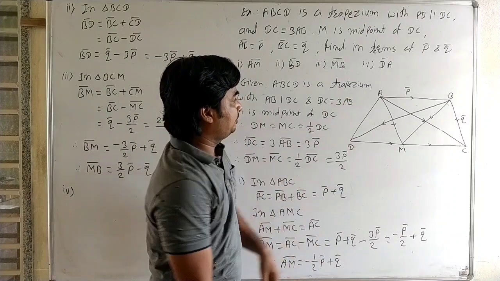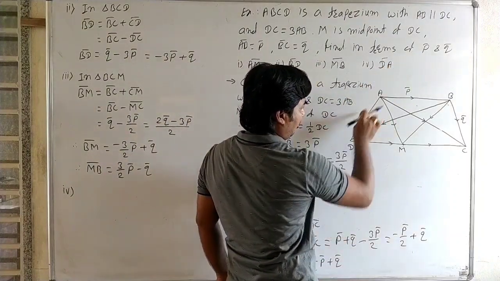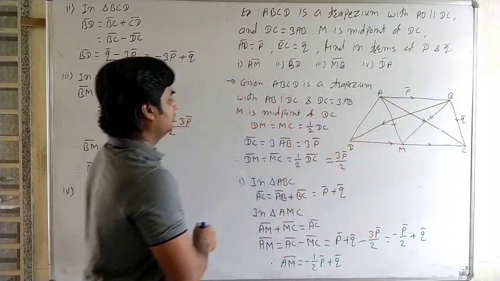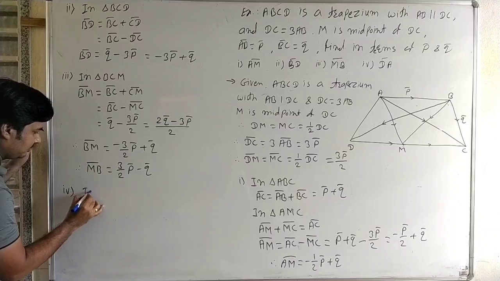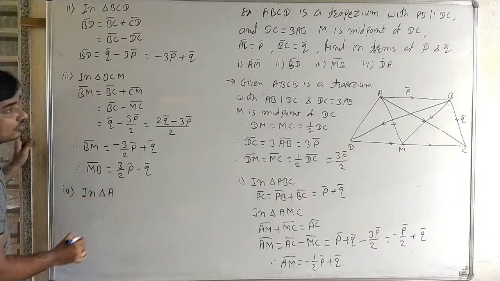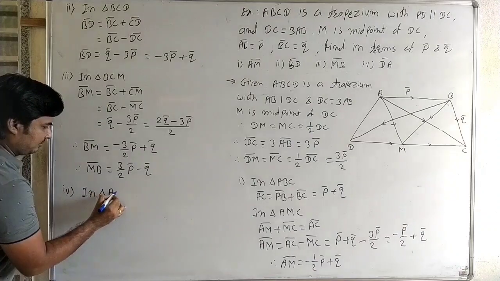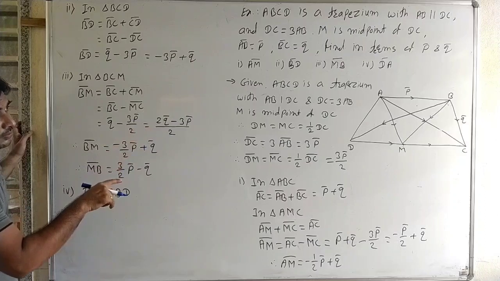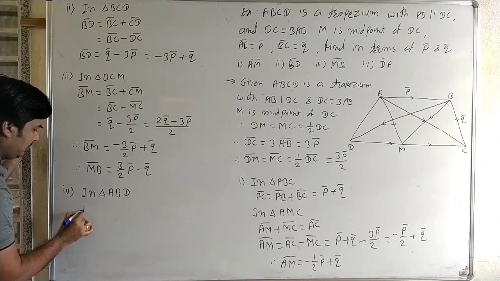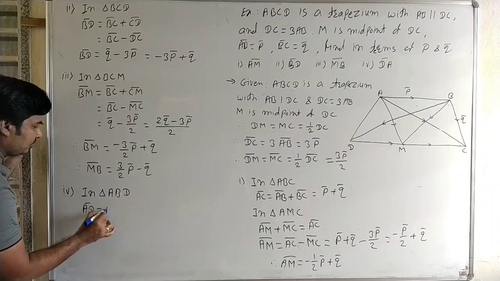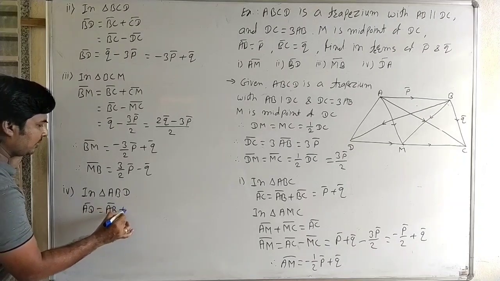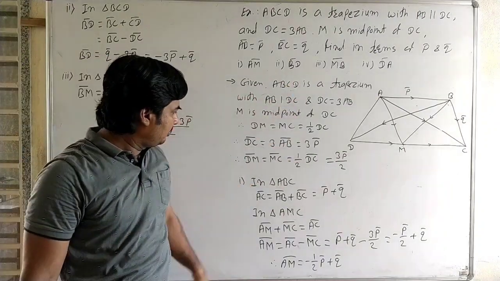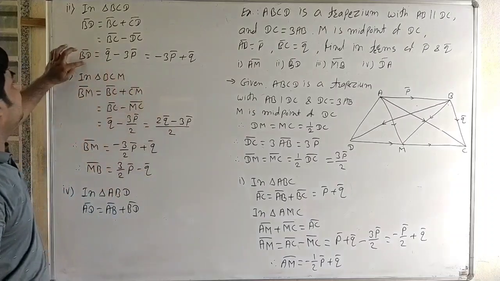Now last, the fourth, we find DA. DA or AD, we use the triangle ABD, with A, B and D. In triangle ABD, AB plus BD is equal to AD, therefore AD is equal to AB plus BD. AB is p bar, and BD is this.